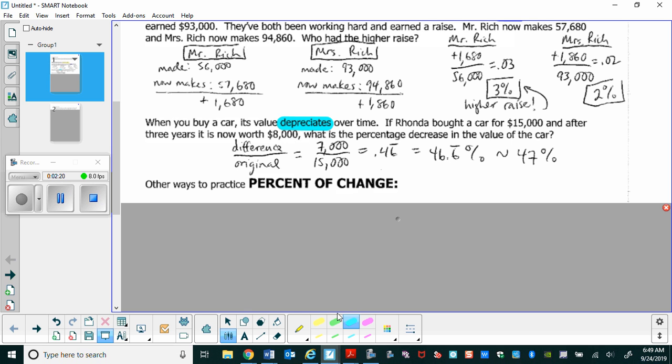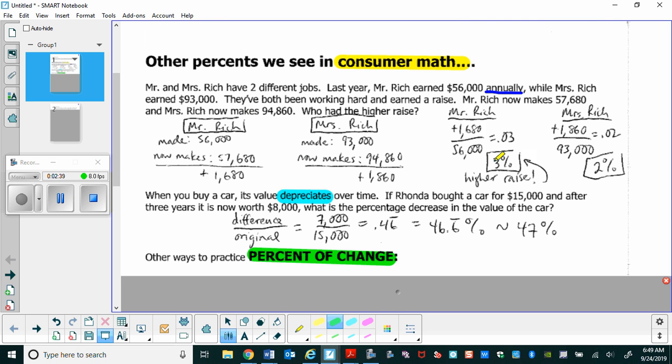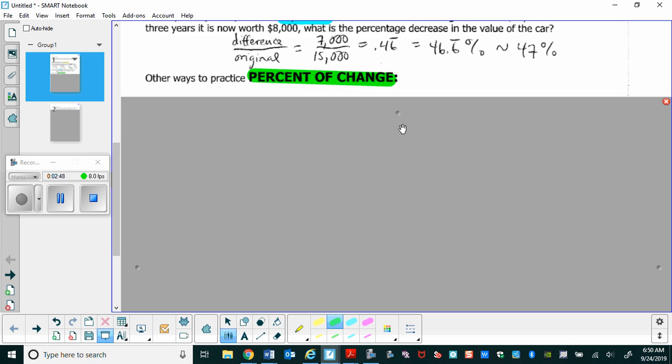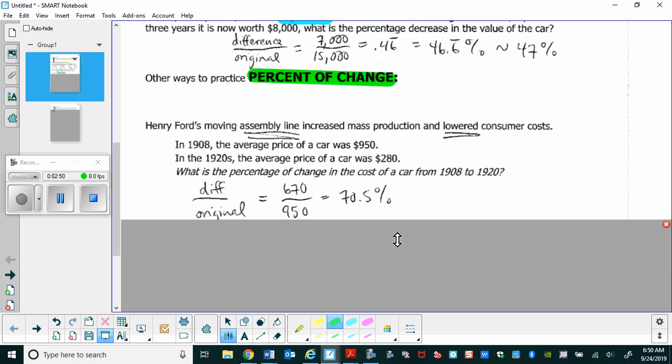What we're talking about right now, y'all, is called percent of change. We have seen percent of change problems when we've talked about an item originally costing a certain amount of money, and then it's on sale for a certain amount. When we calculate the percent of the discount, that is a percent of decrease. For the first problem with Mr. and Mrs. Rich, we were calculating a percent of increase. And for the second one, we were calculating a percent of decrease because the value went down. There are a couple other ways that we can practice percent of change, all right?